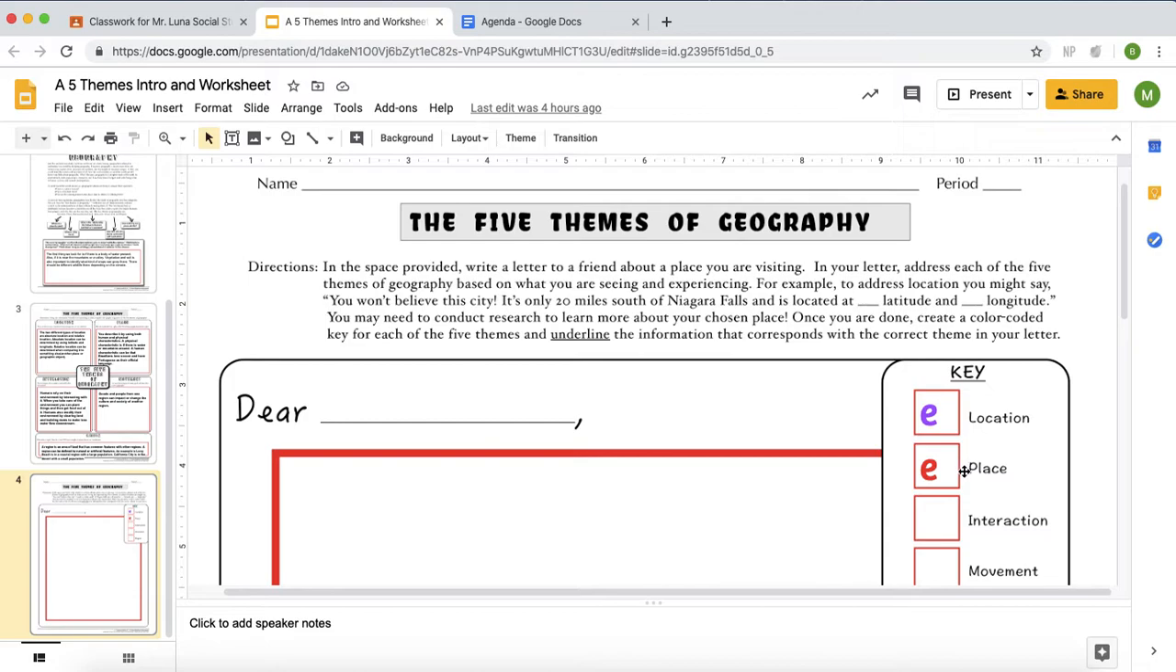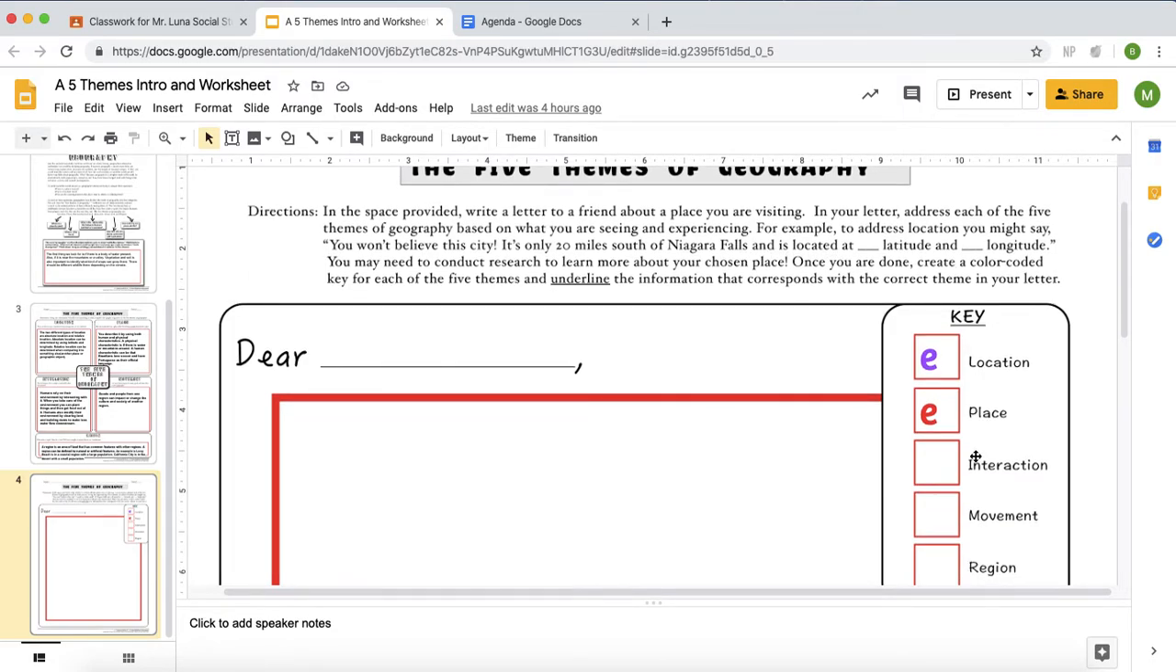So let's say we're talking about Niagara Falls still. Location, we already did that: the absolute and relative location. Place: what are you seeing? Are you seeing a lot of water? Are you seeing a lot of forest? That's a physical characteristic. Now, a human characteristic: what languages are being spoken? What are people doing for pastime there? Basically, what do people like to do, and what can you do for fun at a place? Then you will just highlight that red or whatever color you like.